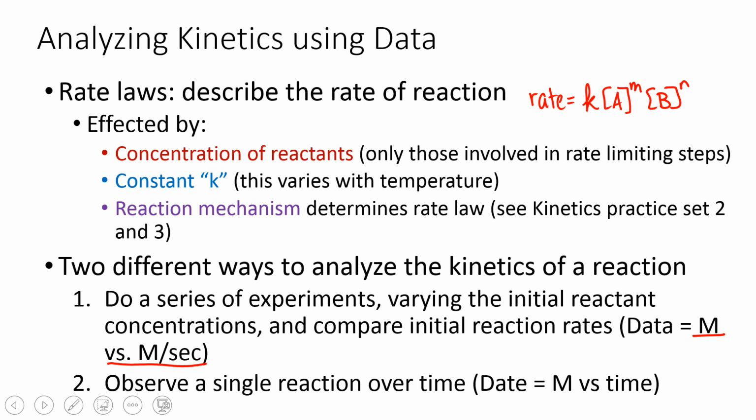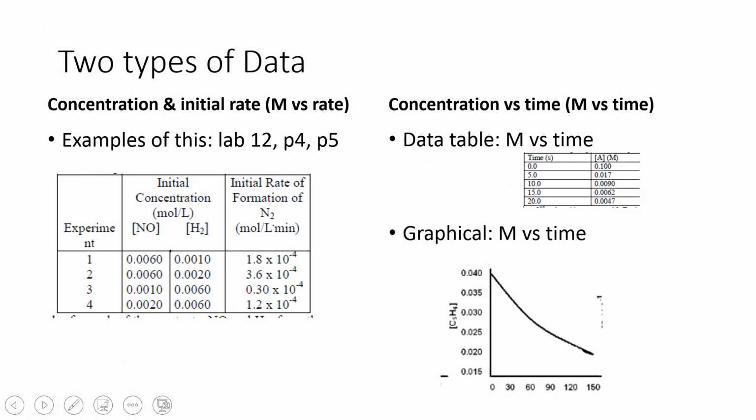Another way to determine the rate law, which is what we will look at today, is to observe a single reaction over time. So it's really important when you're trying to do your problem solving, ask yourself, what type of data am I given? Is it molarity versus rate or molarity versus time? Here's a picture showing you what that looks like. So molarity versus rate data is going to look something like this. Over here on the left, usually in a table format, you can see we've got varying molarities and varying rates. Molarity versus time data might be given in a data table, or you might be given it graphically. So just make sure you're reading your axes or your column headers in your data table carefully.